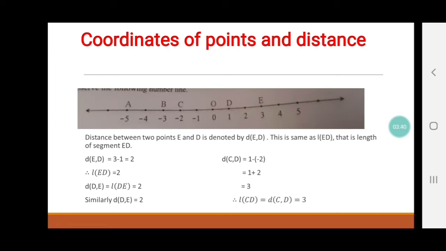We'll take one more example. Distance of CD, that is coordinate of D is again 1 and coordinate of C is minus 2. So 1 is bigger than minus 2. So it will be 1 minus of minus 2, that is equal to 1 plus 2 equal to 3. So length of CD equal to distance of CD, that is equal to 3. One thing please note down, that distance is always a positive number. It is never negative. And distance is never 0 between the 2 points. It is never 0.